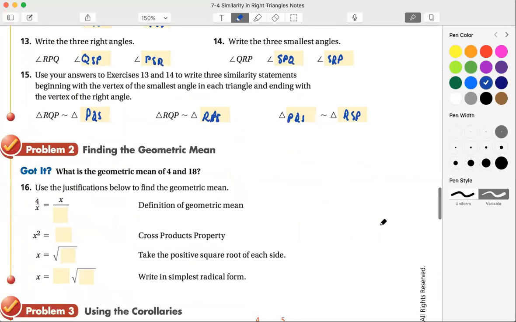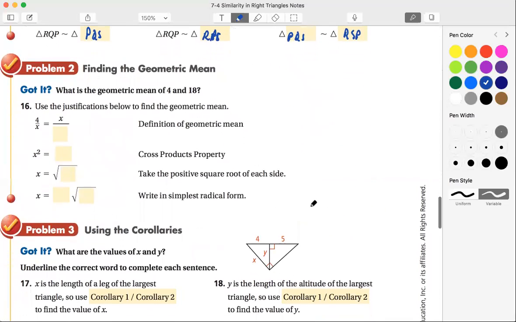All right, let's try some problems here. Use the justification below to find geometric means. What's the geometric mean between 4 and 18? We first set up this definition: 4 over x is x over 18. Cross multiply, we get x squared equals 4 times 18, which is 72. Simplifying the square root, that's the same as the square root of 36 times 2. The square root of 36 is 6, so it's 6 times the square root of 2.